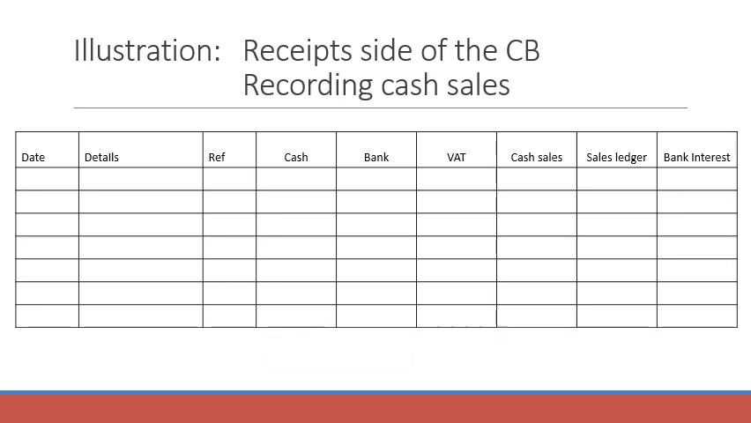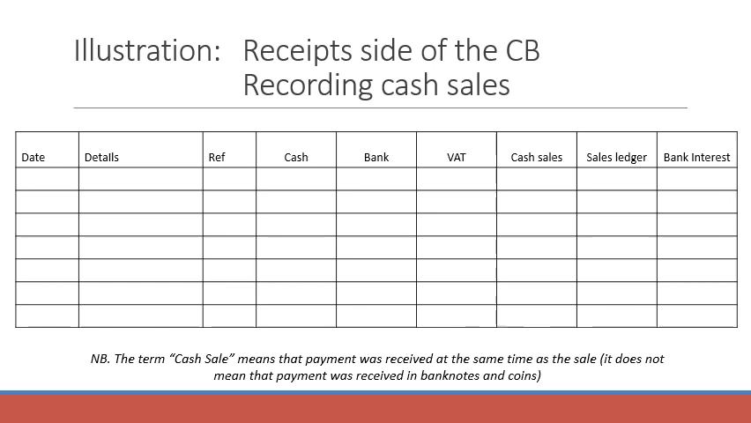So let's have a look at how we would record a cash sale. Just to remind you, this term cash sale doesn't mean that the receipt was in banknotes and coins. Here we are using that term simply to mean that payment was received at the same time as the sale. So there was no period of credit given. So how do we record it?